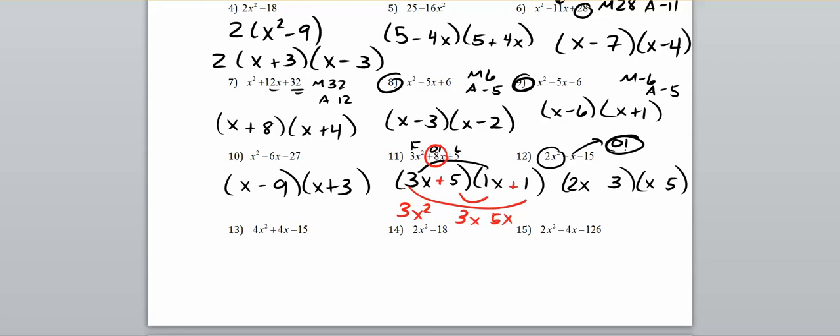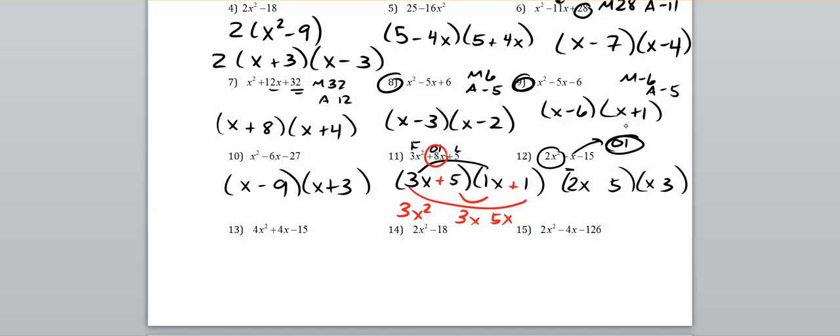So if I were to FOIL this out, I would get a 10x and a 3x. Well, 10x and 3x are definitely not going to get me a negative 1. So that's just not right. So I'm going to go back to my eraser and say, okay, that guess and check didn't work. Instead of putting the 3 and 5 here, let's put the 5 here and the 3 here and see what happens.